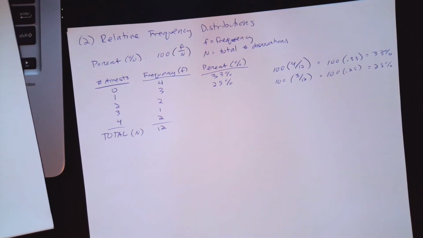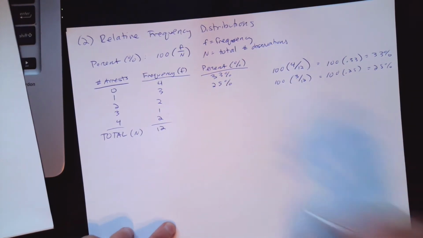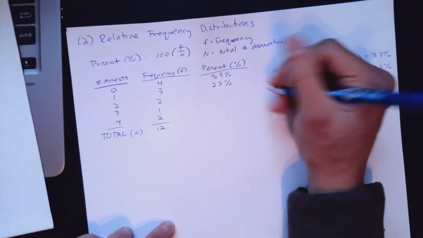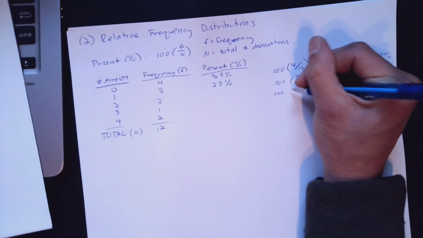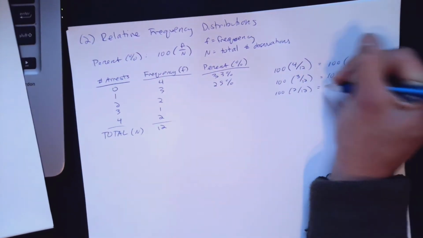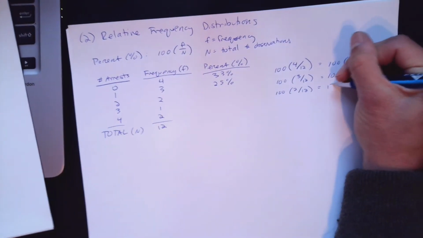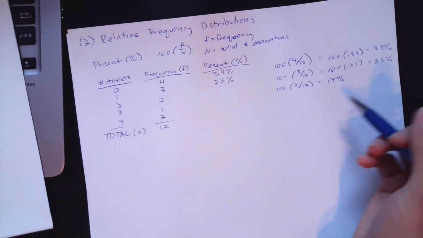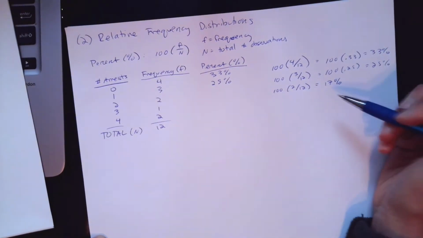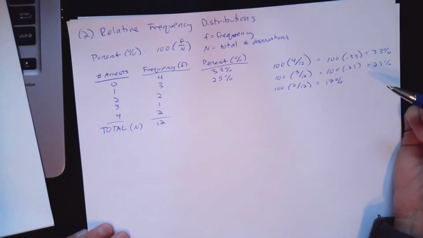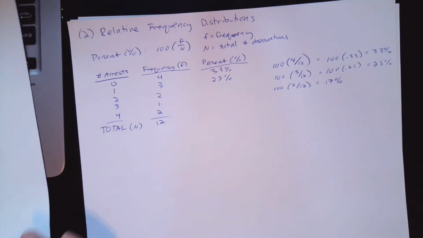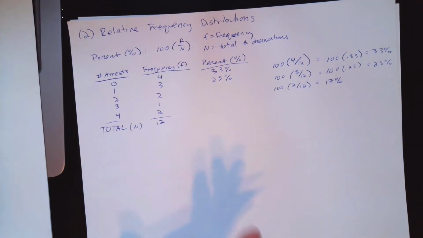I'm just going to plug in these numbers here, but go a little bit faster. For 2 arrests, we got 100 times 2 over 12, and that gives us 17%. Note, with each of these, I'm rounding to just the digit here, no decimal places, and for the purposes of creating a relative frequency distribution, or anytime you're working with a percent, that's usually fine.